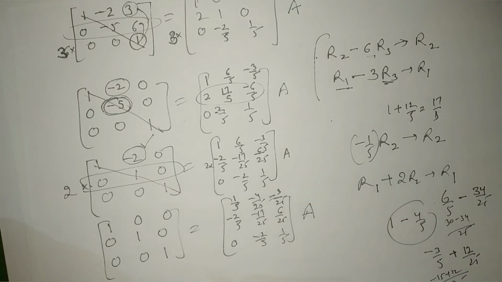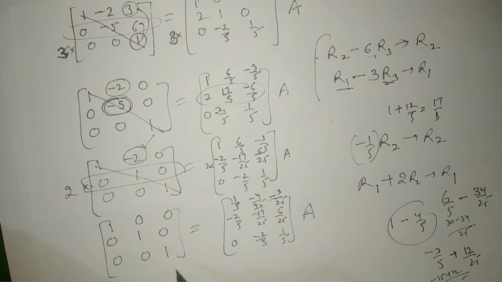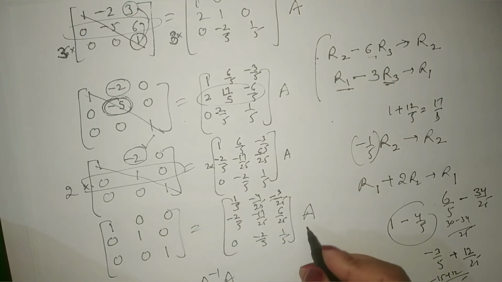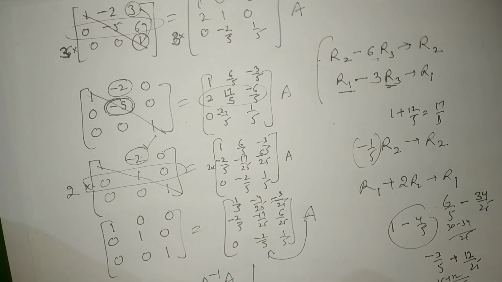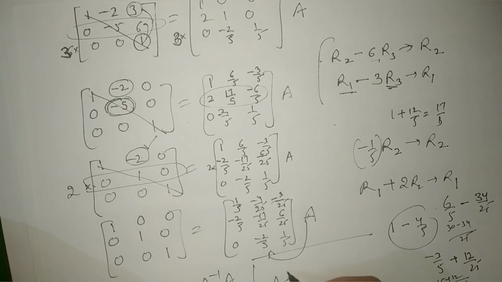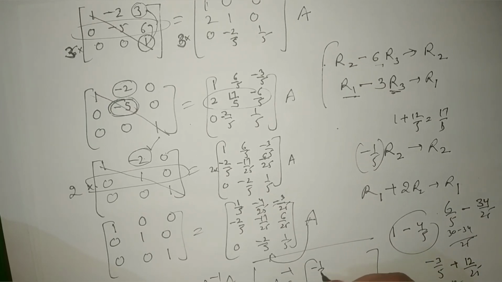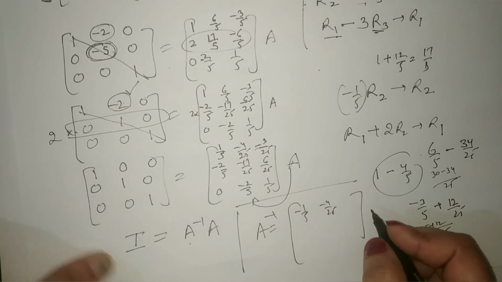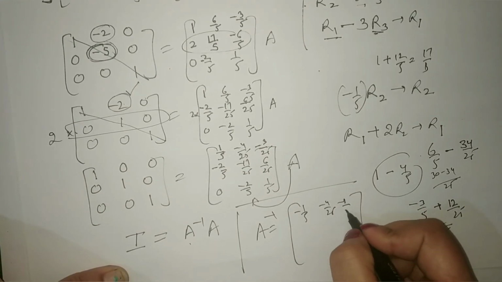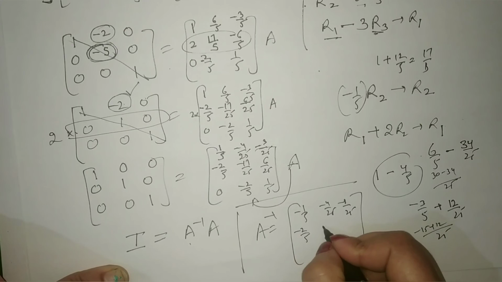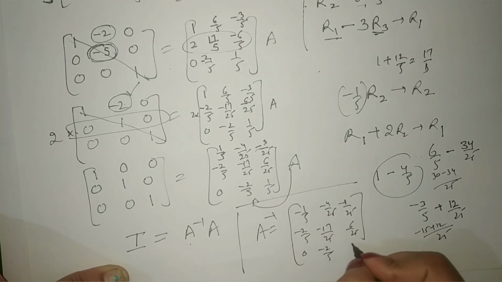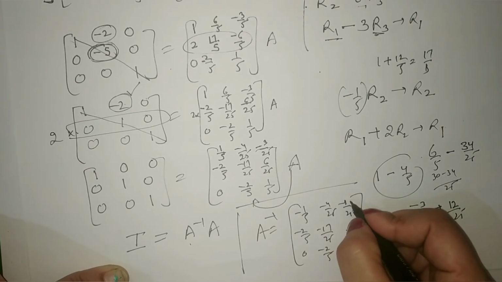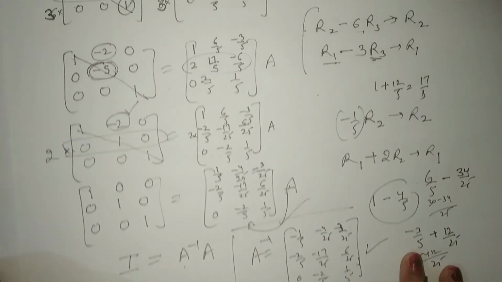Now you can see this is our identity matrix on the A side. Now this matrix will be A inverse, because when A is multiplied with any other matrix and gives us identity, that matrix is A inverse. So the matrix we obtained is A inverse, which is 1 upon 5, minus 4 upon 25, minus 3 upon 25, minus 2 upon 5, minus 17 upon 25, 6 upon 25, 0, minus 2 upon 5, 1 upon 5. This is our A inverse. So this is the method of obtaining A inverse.